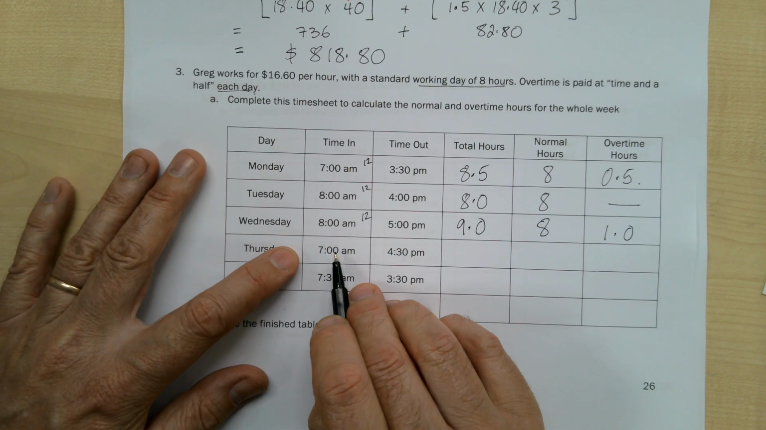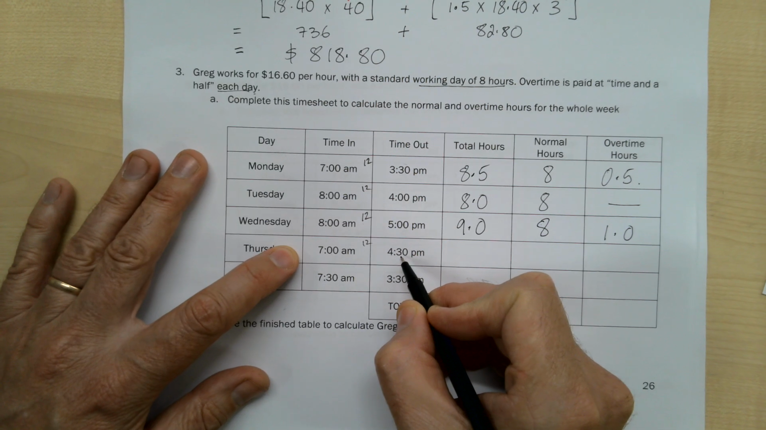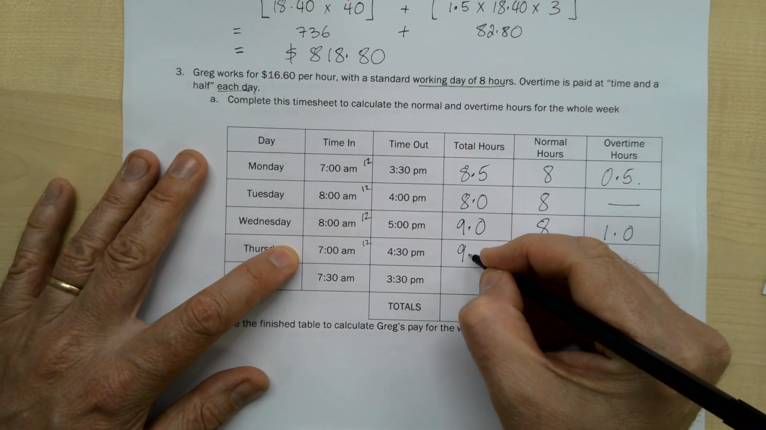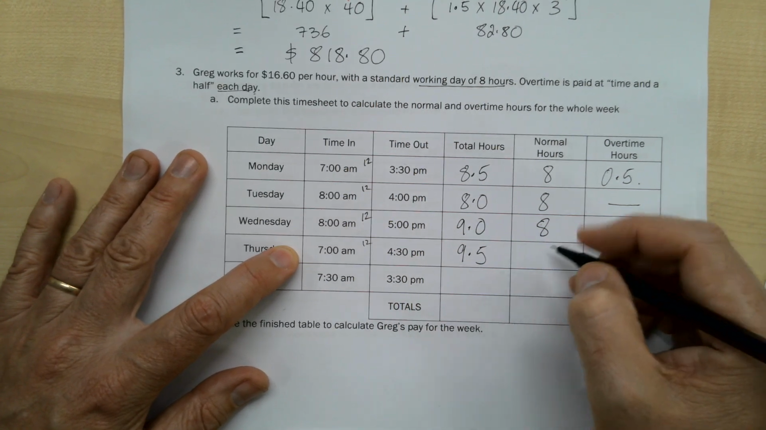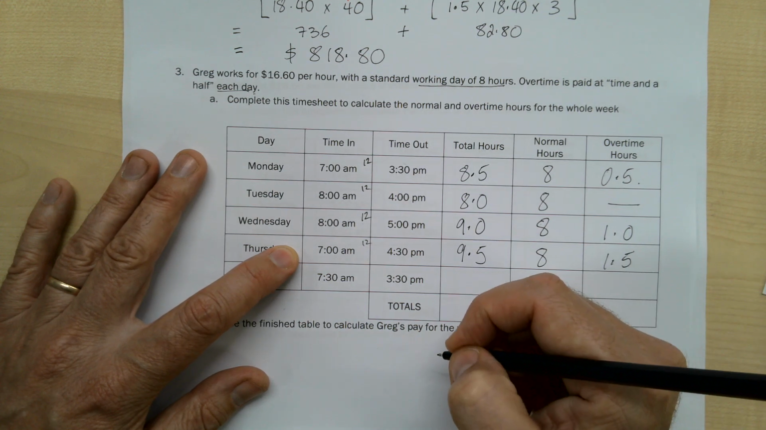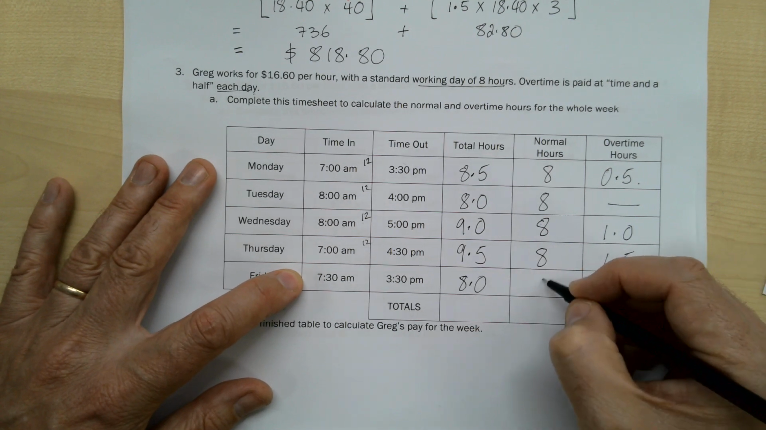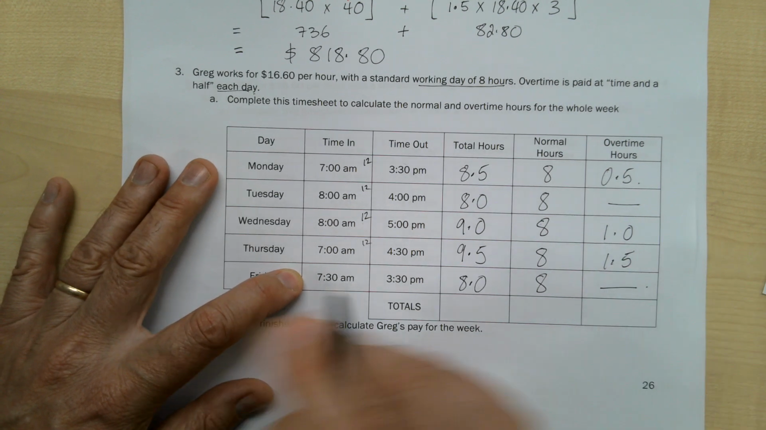7 to 12, that's 5 hours plus 4.5, so it's 9.5 hours. He does 8 hours normal and 1.5 of overtime. This one here ends up being 8 hours exactly, 8 hours normal and no overtime.